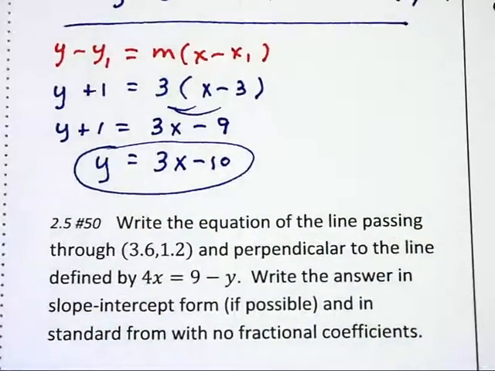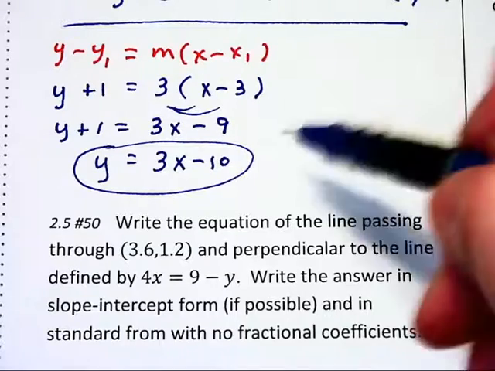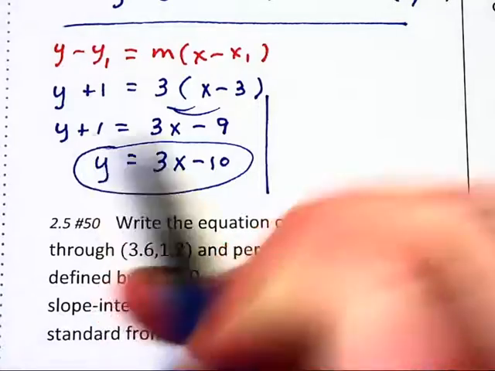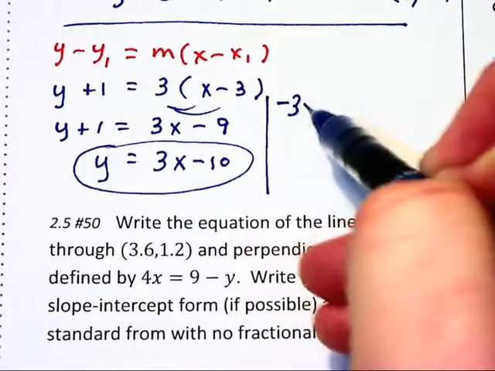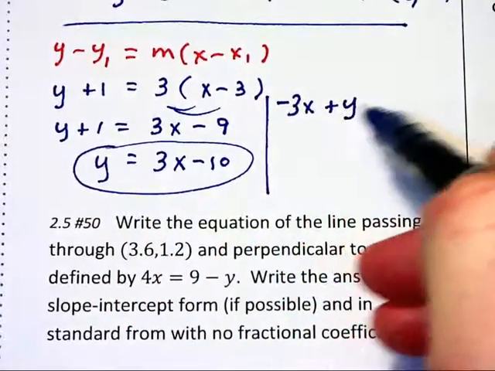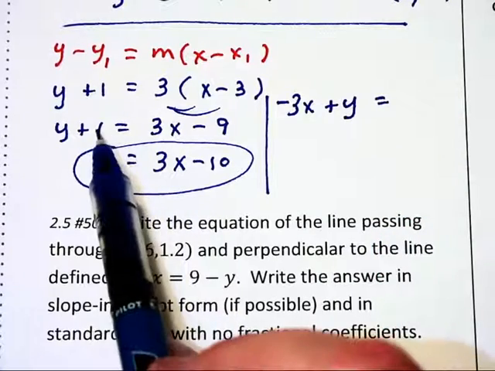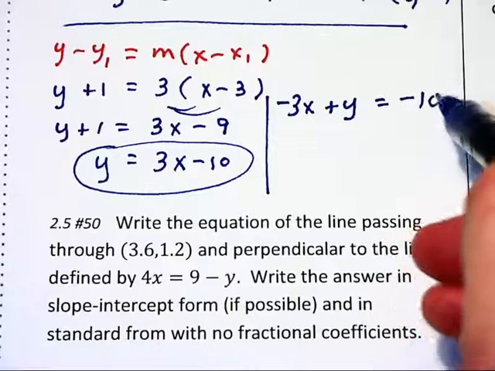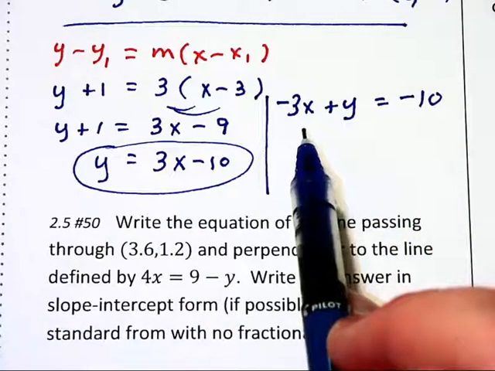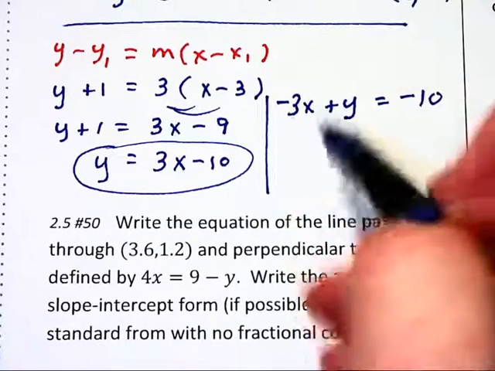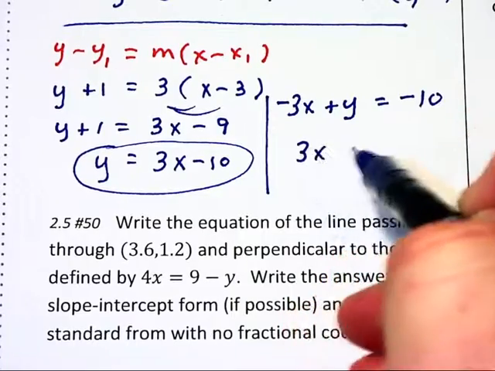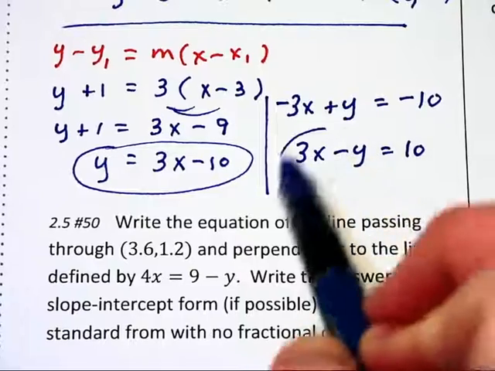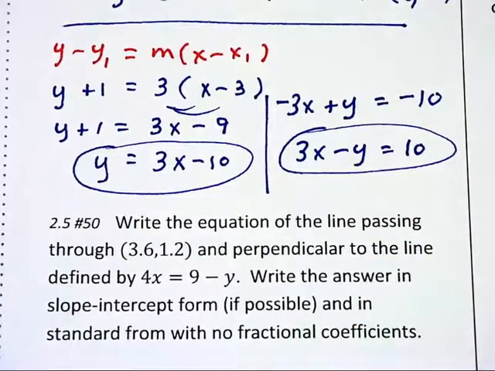Now to put this in standard form, we need the x's and y's both on the left. So I'm going to move my 3x to the left, make that a negative 3x, plus the y that's already there, equals, now I'm going to subtract the 1 off and make that equals negative 10. Now some would say that is in standard form, but I like a positive leading coefficient, so I'm going to write that as 3x minus y is equal to positive 10 after I've multiplied through by negative 1.